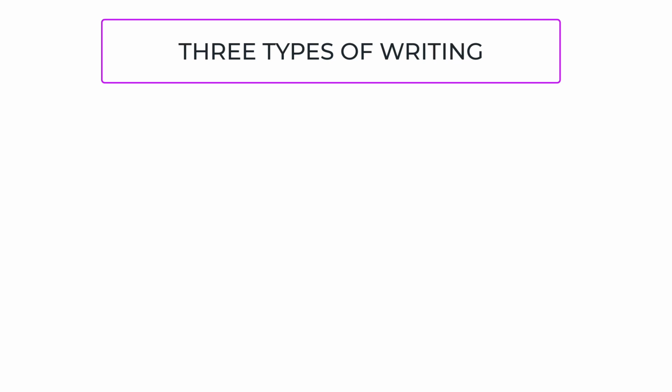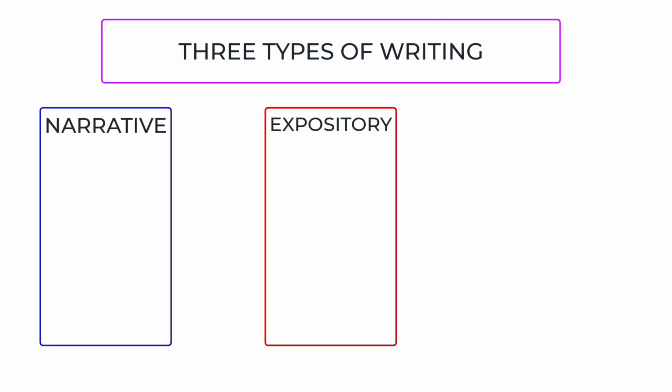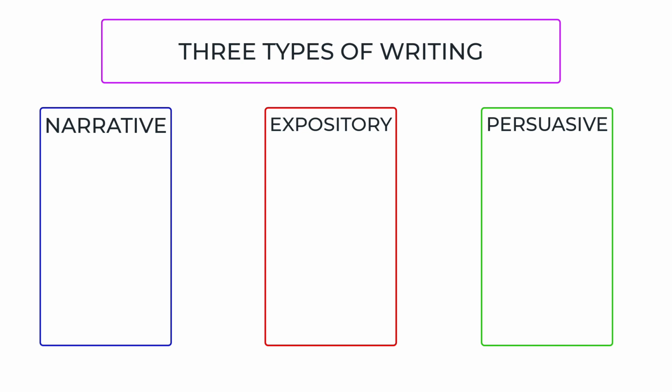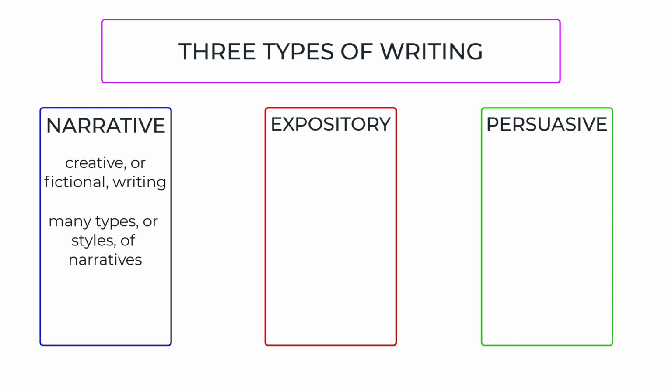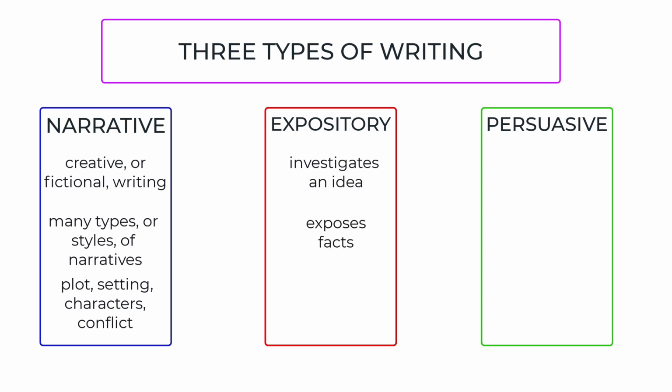The three main types of essays are the narrative, the expository, and persuasive. Narrative writing is also called creative or fictional writing. There are many types of narrative writing, but they all share the common characteristics of characters, setting, plot, and conflict. Expository writing investigates an idea. As its name implies, it is writing that exposes facts. In other words, expository writing explains and educates its readers. It seeks to explain and expose.